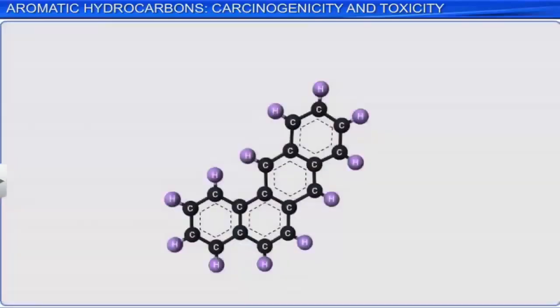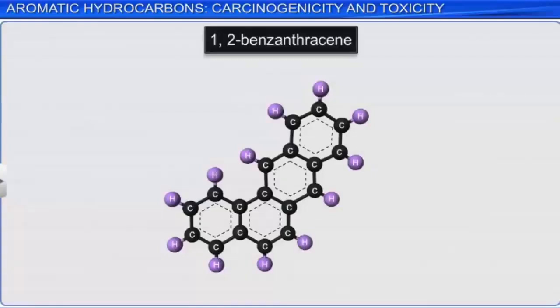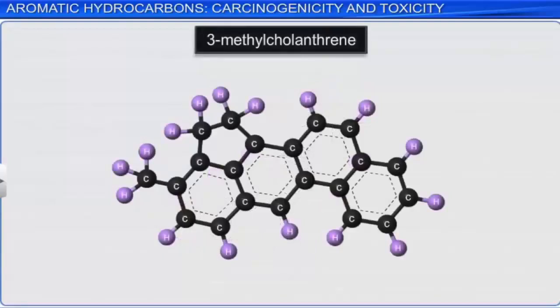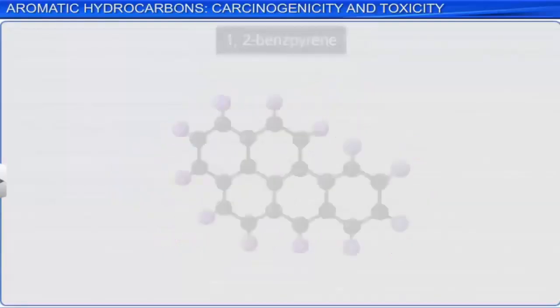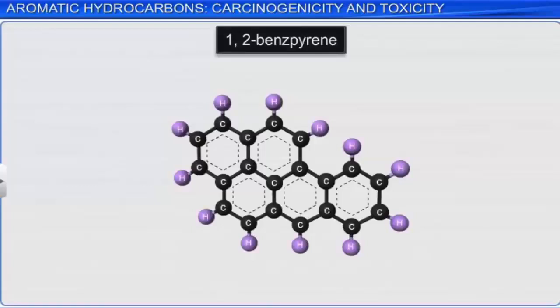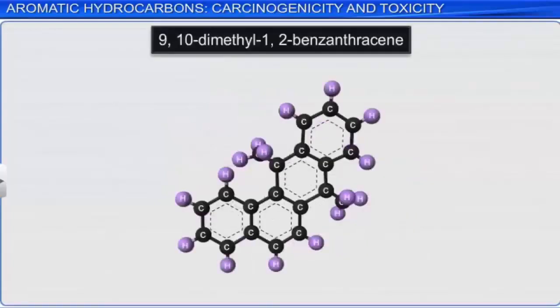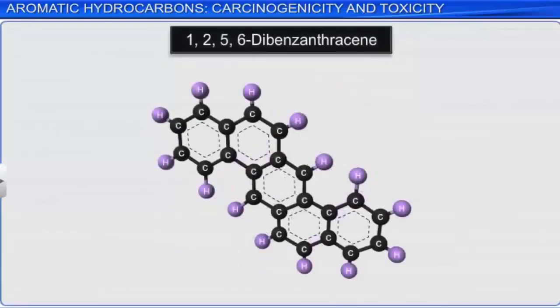Examples of polynuclear hydrocarbons that cause cancer are 1,2-benzanthracene, 3-methylcholanthrene, 1,2-benzpyrene, 9,10-dimethyl-1,2-benzanthracene, and 1,2,5,6-dibenzanthracene.